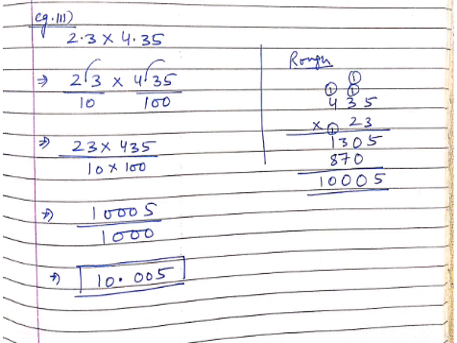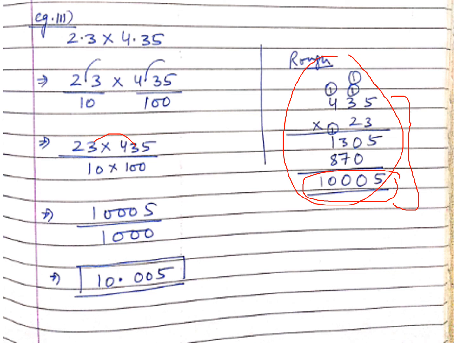One more example. 2.3 into 4.35. In this case, let's see what happens. Again, remove decimals. It becomes 10 and 100 because after the decimal there are two digits. So we have got 100 over here. Now again multiply the numerators. 23 into 435, 10 into 100. Again you can cut them, but I request not to cut. So just multiply the numerators like this. When you multiply, you will get this answer. Don't copy my calculation. Try to do it on your own.